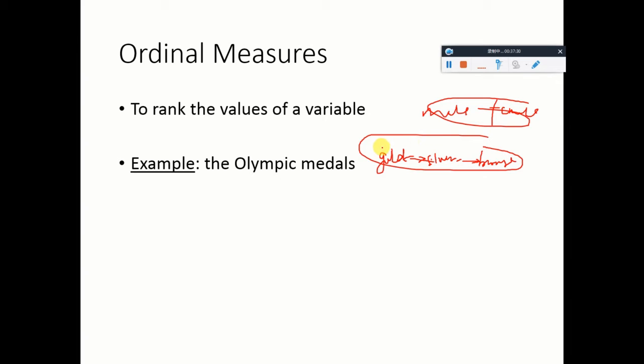But very differently, with gold, silver, bronze, in addition to being categories, we can also meaningfully rank them. Gold is better than silver, silver is better than bronze. That's a rank. Whenever we have a ranking system, this system will constitute an ordinal measure.